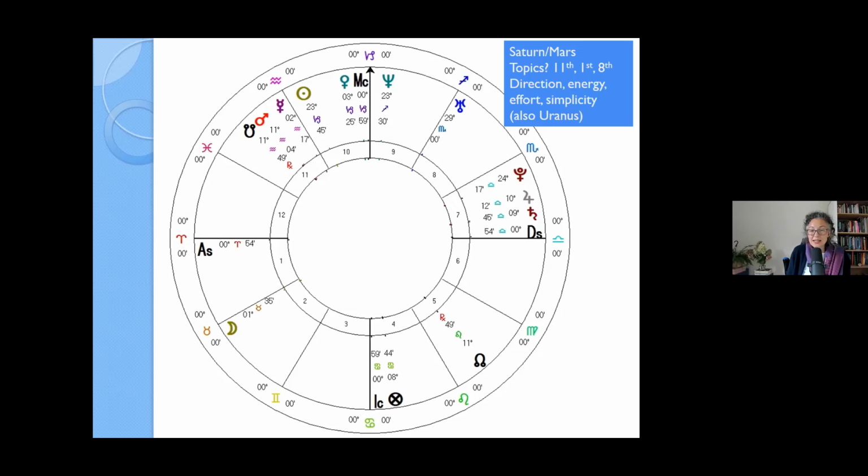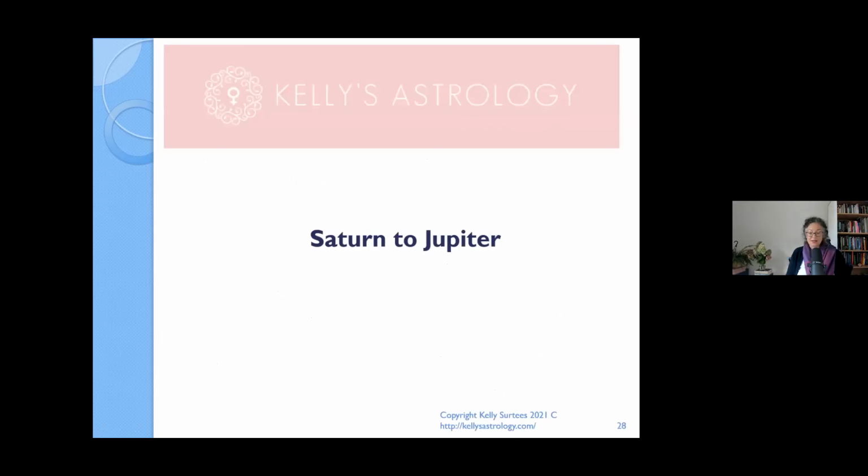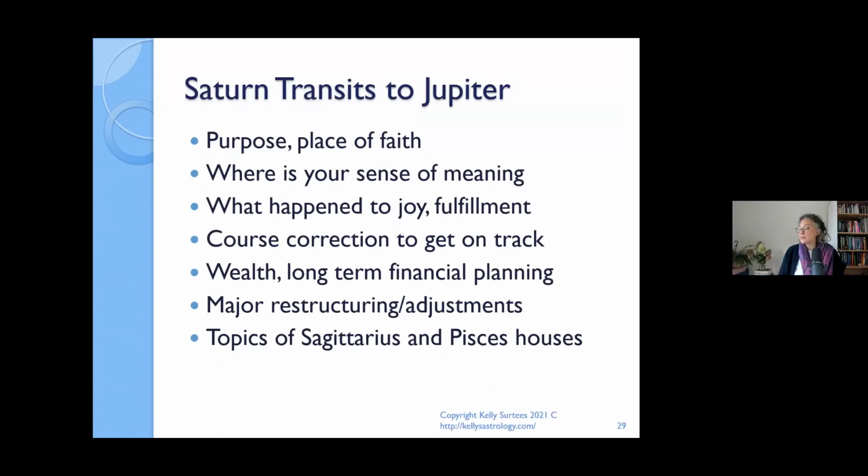Okay, so let us move to our Saturn-Jupiter transits. I wanted to include these because they're really important in the context of client charts and experiences, and they're probably more important in your chart than you realize. When Saturn transits your Jupiter, you are going to be questioning things to do with meaning and purpose. You're going to be wondering, why are things the way they are? Where did my joy go, or where does it come from? And why am I not doing more of the things that really matter to me?